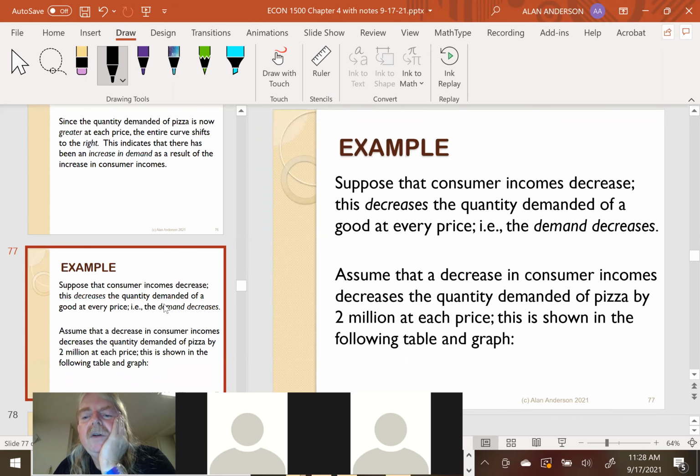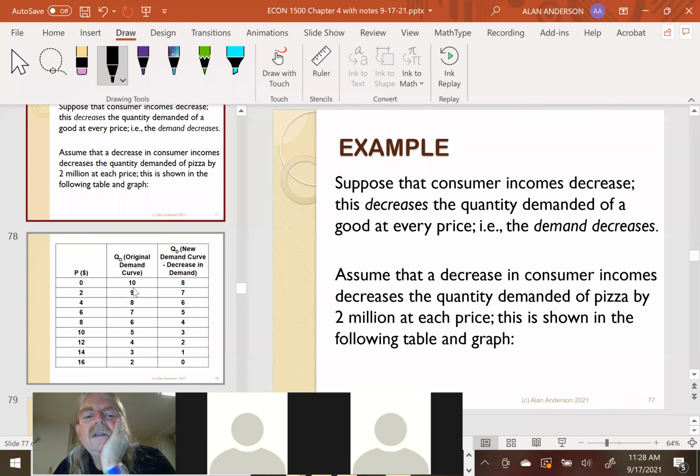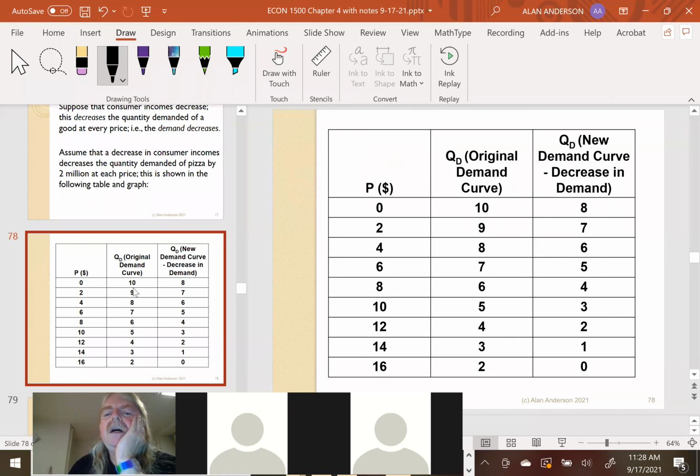But on the other hand, what if there's a recession? People's incomes are dropping. Well, you can see what's going to happen. Let's say now the opposite happens. Before, when we had $10 for the pizza, people were willing to buy 5. Now they're only willing to buy 3. The curve is shifted to the left by 2 million pizzas because of the recession.